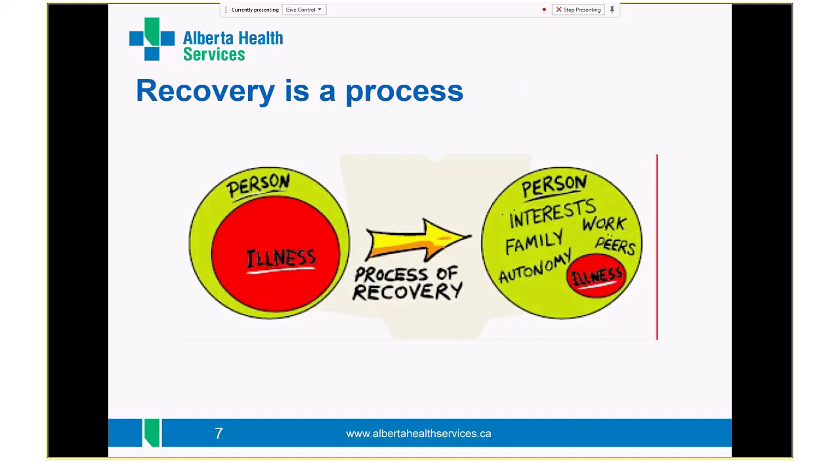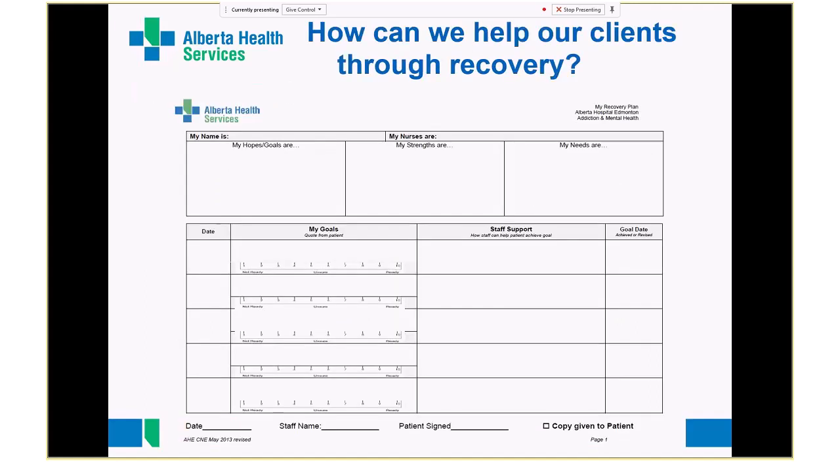Recovery is a process. As a patient goes through the recovery process, the illness circle will become smaller. Family, work, peers, and interests will then take up more room. When a person is in a mental health crisis, their illness may be the only reality that they see right now. Recovery is a constant process.